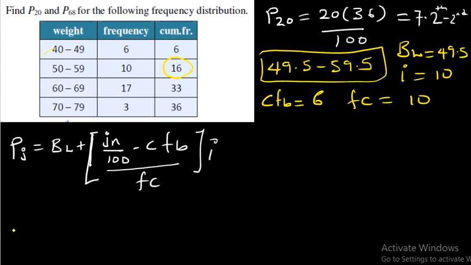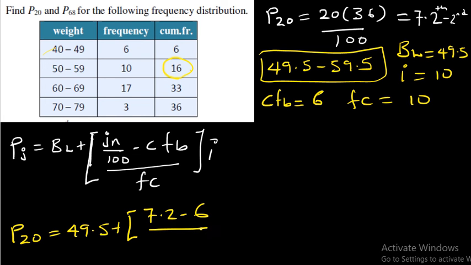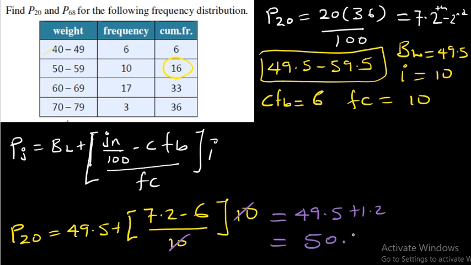Let's apply the formula now. P20 is equal to BL 49.5 plus, in big bracket, 7.2 minus 6, the whole over 10, multiplied by 10. This time we can cut 10 with 10, and 7.2 minus 6 is 1.2. So it's 49.5 plus 1.2. The final answer is 50.7. That's the 20th percentile.